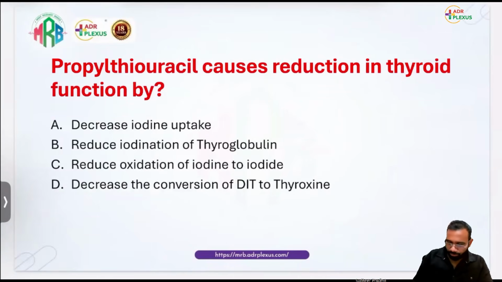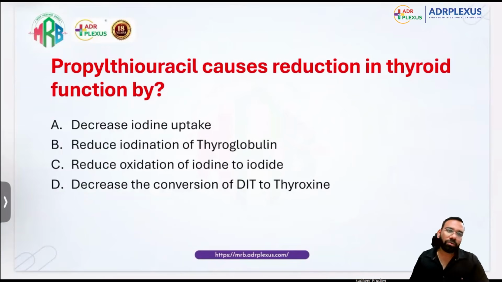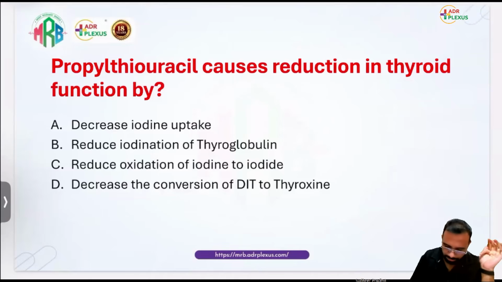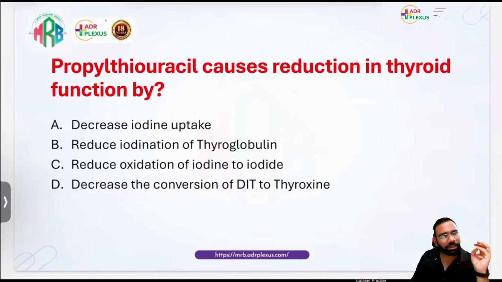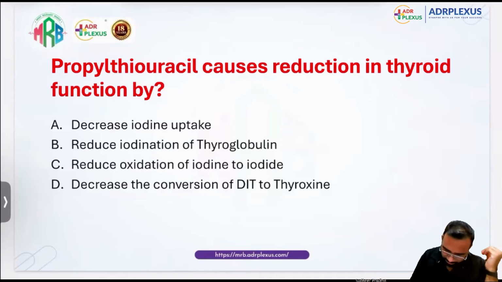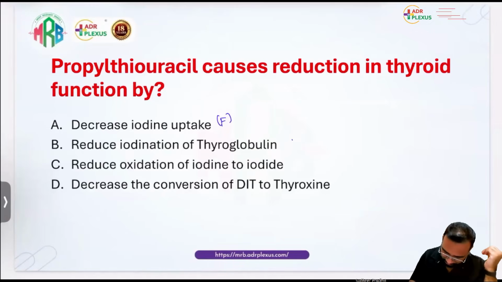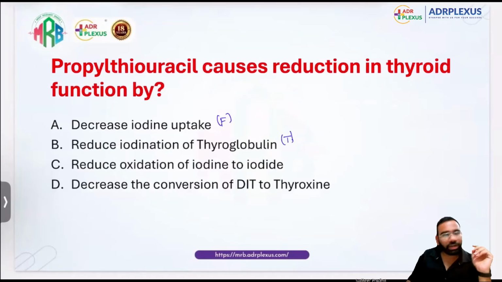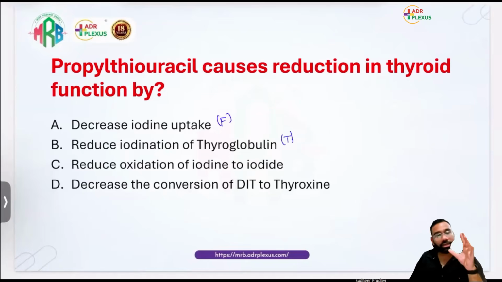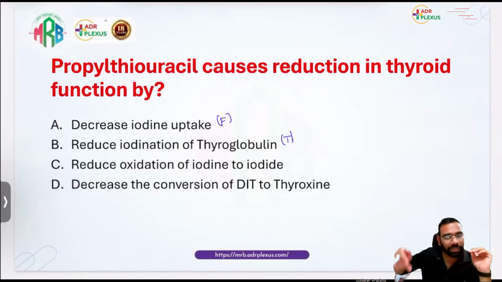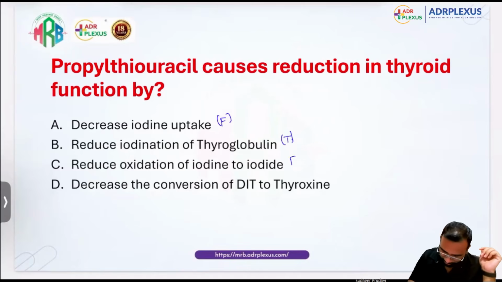Now coming to the next one. Propylthiouracil causes reduction of thyroid function. It is an anti-thyroid drug. What is the mechanism of action of Propylthiouracil? Will it decrease the iodine uptake? No, it has nothing to do with iodine uptake. So this is a false statement. Reduce the iodination of thyroglobulin. Yes, this is a true statement. Reduce the oxidation of iodine to iodine. This is a bit confusing. It is not oxidation of iodide to iodine. So here also it is a false statement.